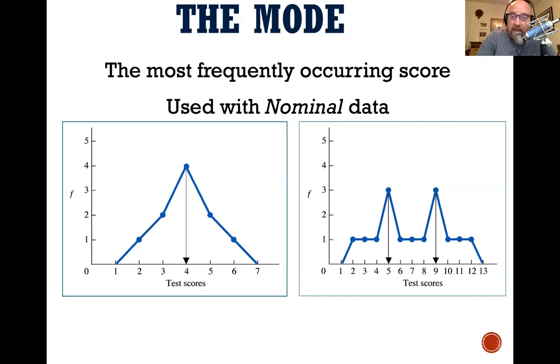But with the mode, that happens. Sometimes you have two scores that occur with a high frequency. Right, unimodal, and then if you have two, then you call that bimodal.